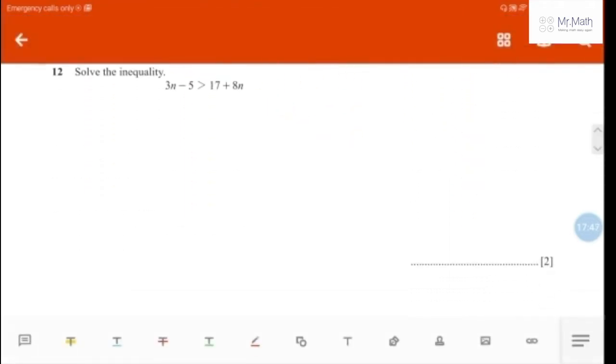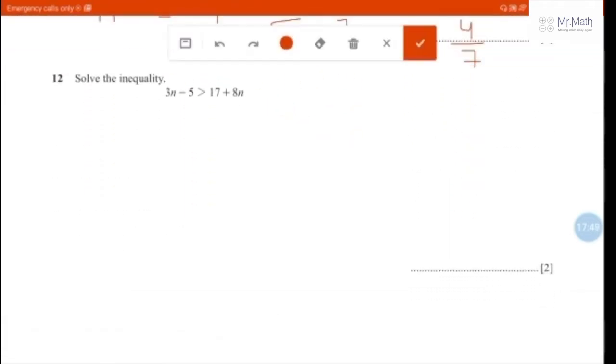Now, in question 12, I have to solve the inequality 3n minus 5 is greater than 17 plus 8n. So here, I want to subtract 8n from here and 8n from here. So 8n minus 8n will cancel out, and I have 3n minus 8n is -5n. -5 is greater than 17.